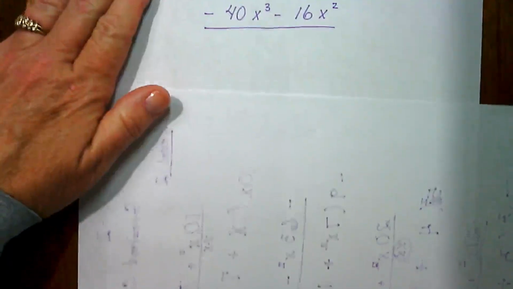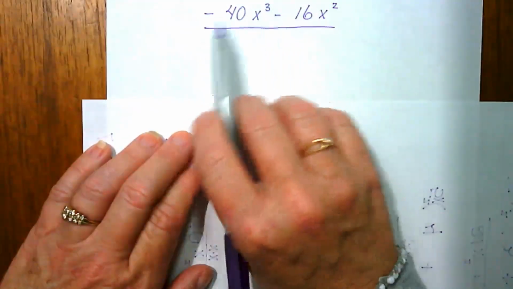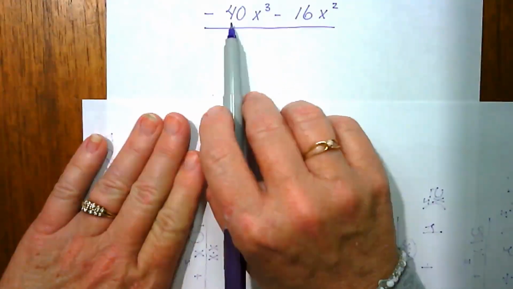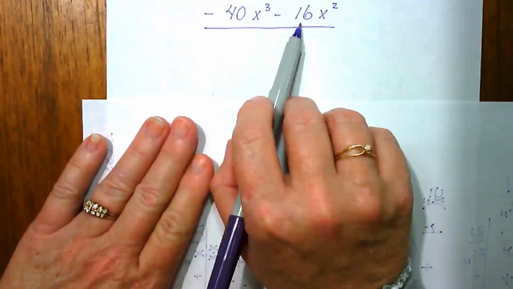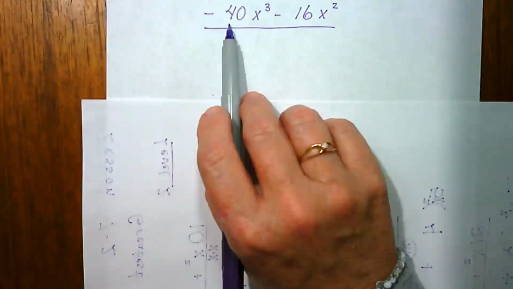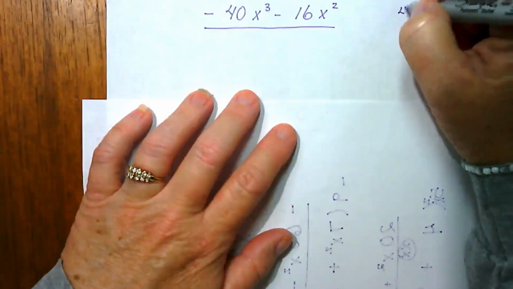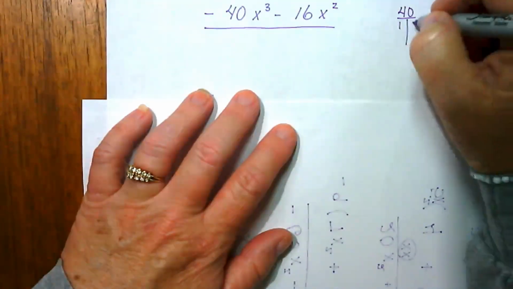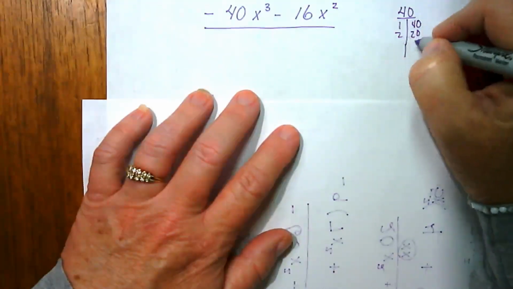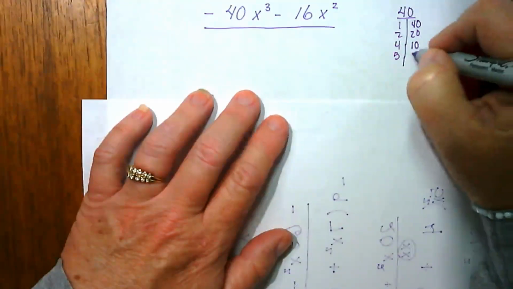Okay, next example. Here again, a negative and a negative, so I know I'm going to pull that negative out front. 40 and 16. Okay, well the first number that jumps out to me is a 4. If I take a 4 out of here, that's probably not going to be enough. So I'm going to take a minute to do my factoring. 1 and 40, 2 and 20, 4, 10, 5 times 8.